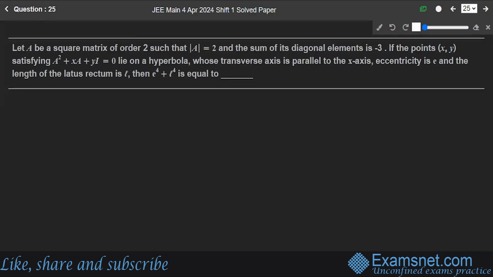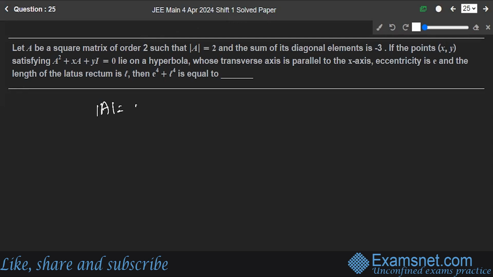Question number 25. Let A be a square matrix of order 2 such that determinant of A is equal to 2 and sum of the diagonal elements is equal to -3. If the points x, y satisfying this equation lie on the hyperbola whose transverse axis is parallel to the x-axis, eccentricity is E and the length of latus rectum is equal to L. You have to find out E power 4 plus L power 4.